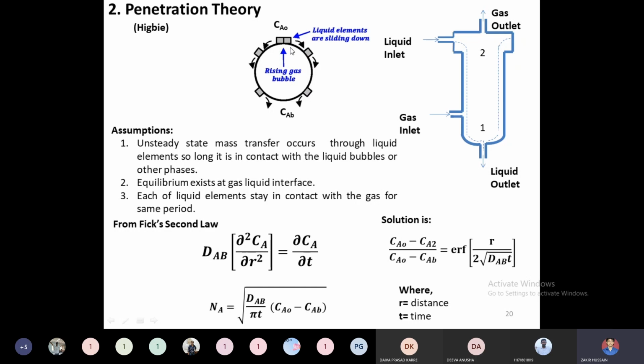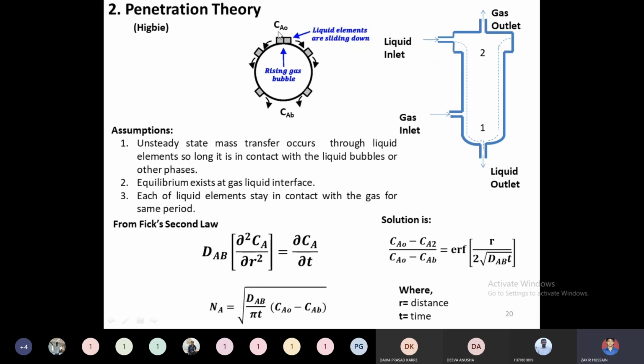Another assumption he is making about the liquid: consider this as one packet, this as a second packet, this as a third, a fourth, and a fifth packet. He is suggesting every packet will have the same uniform time. For example, the first packet takes 1 second to travel the whole circumference of the bubble, and it will drop here.